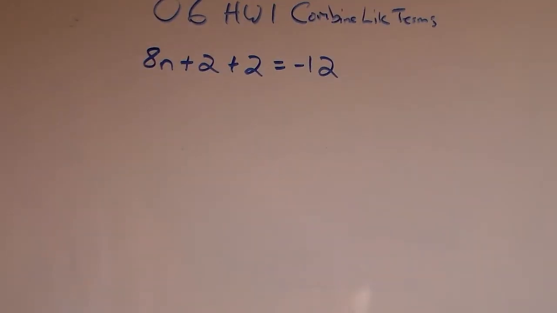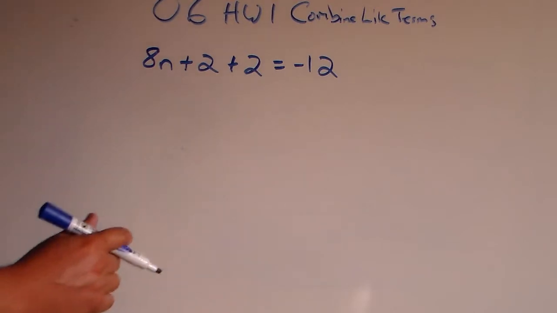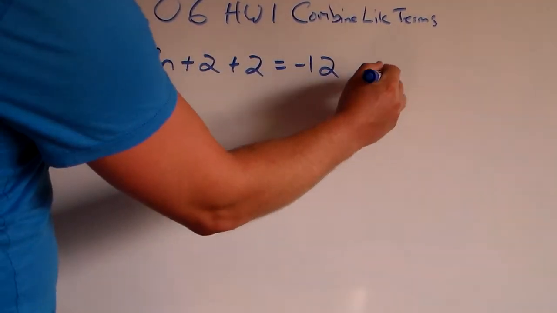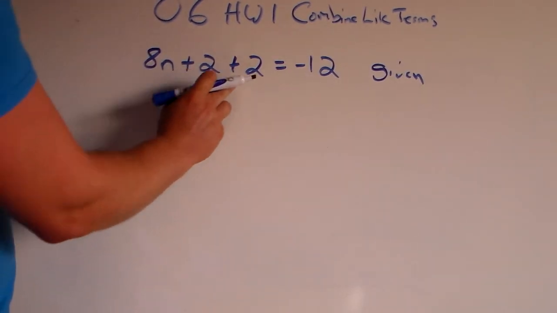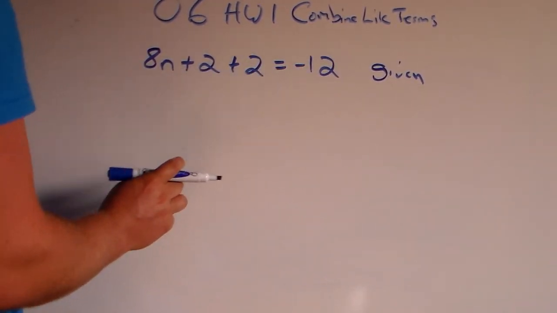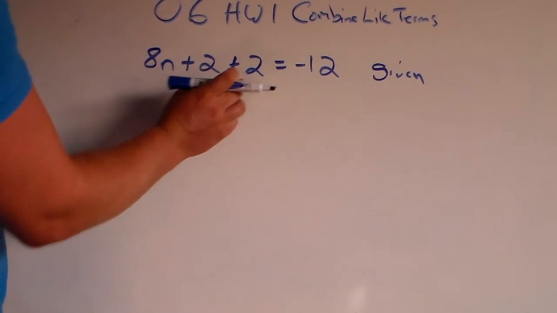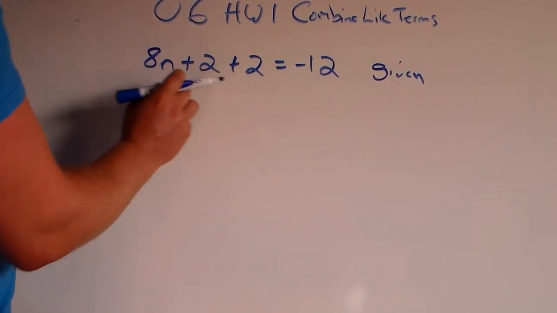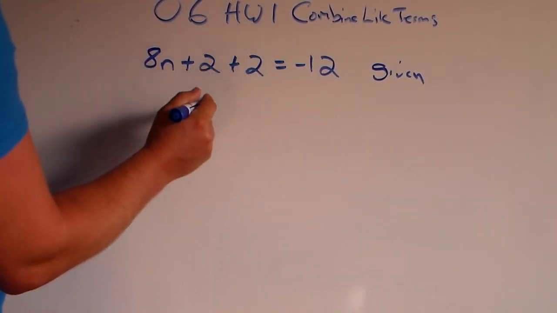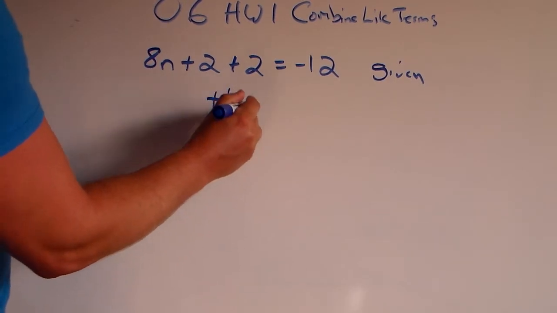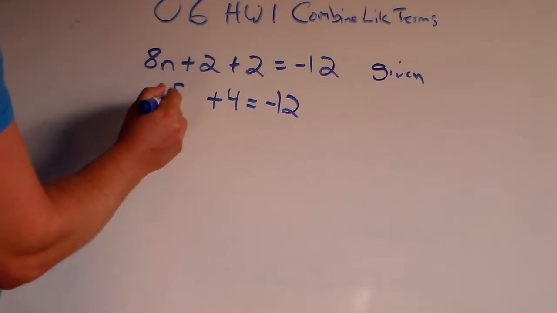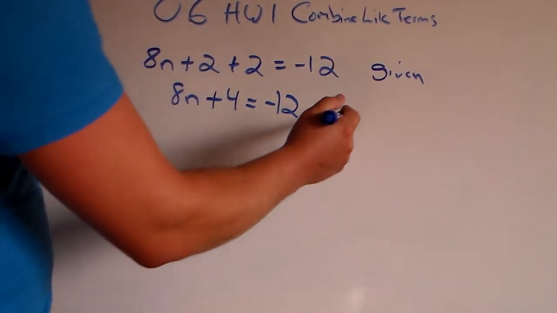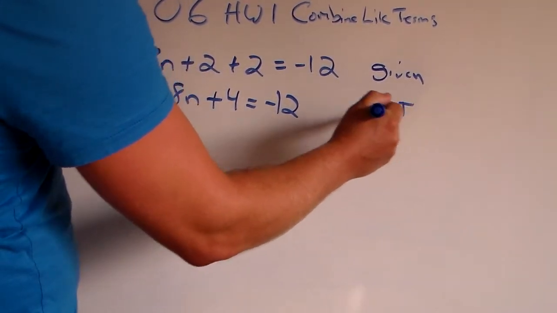All right, this is problem number 8. We're going to combine our like terms and solve for x here. So what we're given in this problem is 8n plus 2 plus 2 equals negative 12. Combine like terms also involves constants because they are like terms. So plus 2 and plus 2 can be combined to plus 4. Carry down our equals negative 12. Carry down our 8n. So we combine like terms in that step.